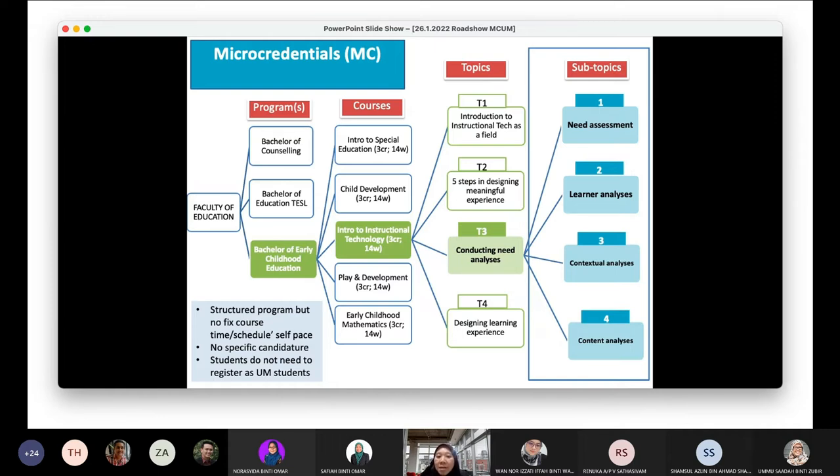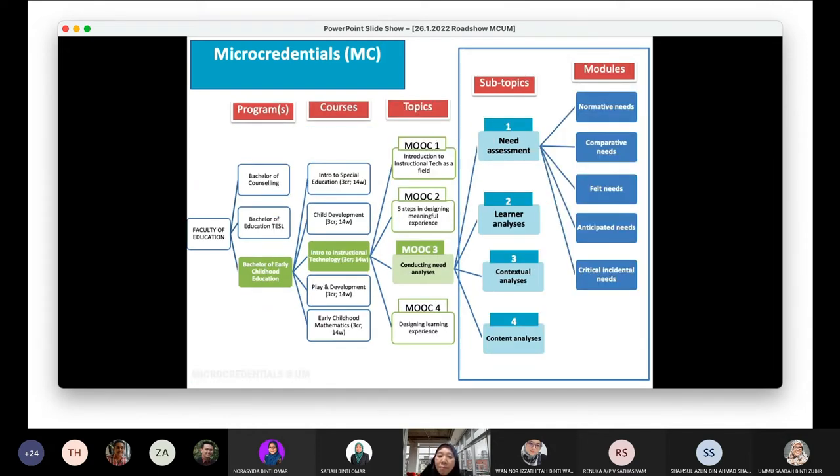Okay, into that detail. Let's say in topic number 3 that we chose, conducting need analysis, there are 4 subtopics in it. So you want to introduce the 4 types of need analysis. In this case, there are 4 types of analysis, and those are what we call subtopics. If your course can stop there, that will be your micro-credential course, meaning that we can take one topic and divide it into subtopics, and those will be your microcredential course.